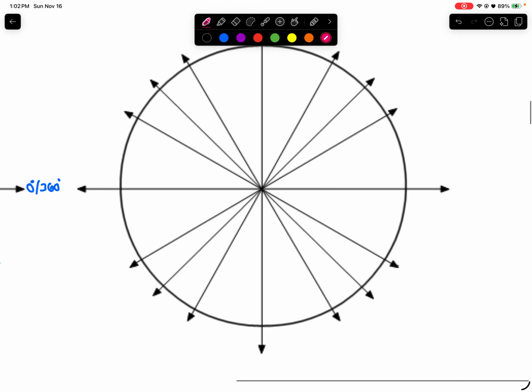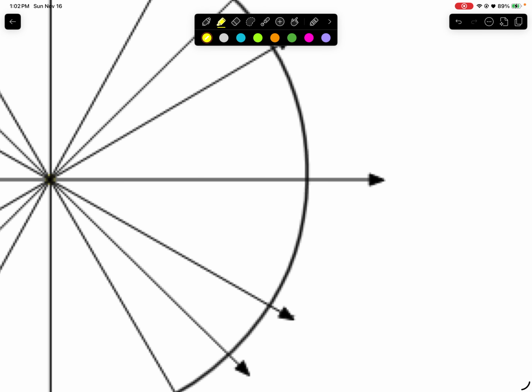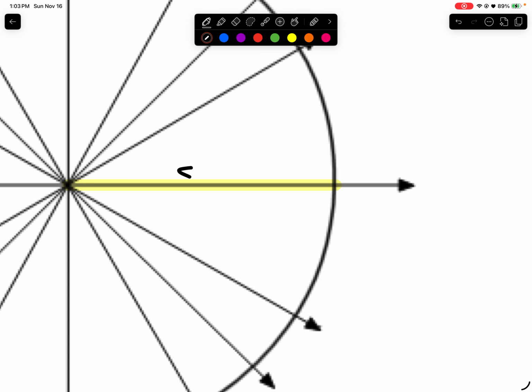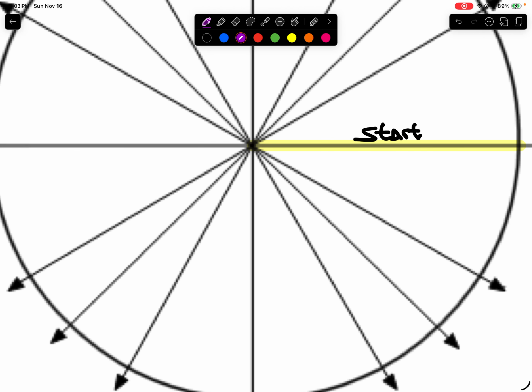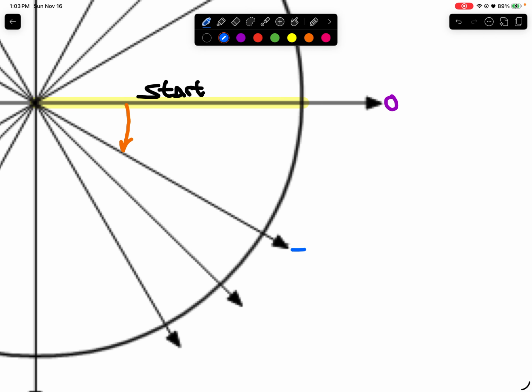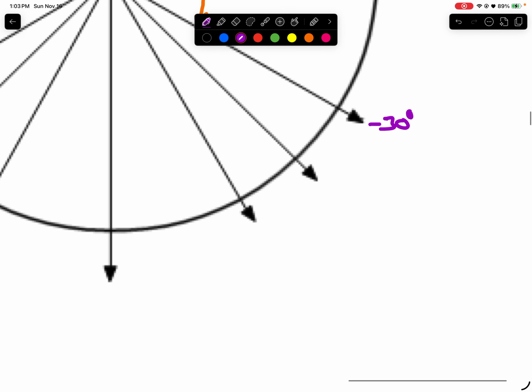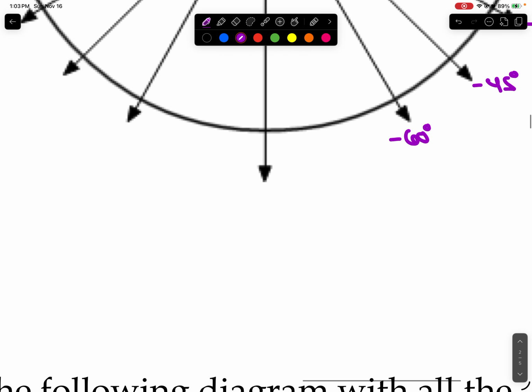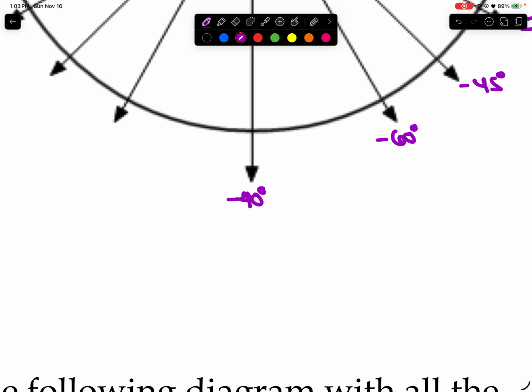So negative degrees. Over here, once again, we're still going to be starting on the positive x-axis. This is your initial side. This is where we start, and we're going to be starting at 0 degrees. If I were to do negative, then we're going to go clockwise. So now I'm going to go down. With clockwise, now we have negative 30. Then we're going to go to negative 45 degrees, then negative 60 degrees, negative 90 degrees.